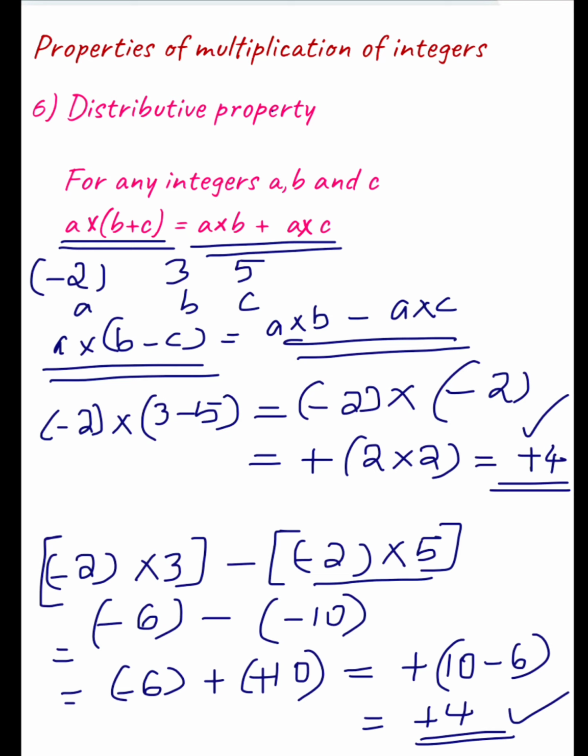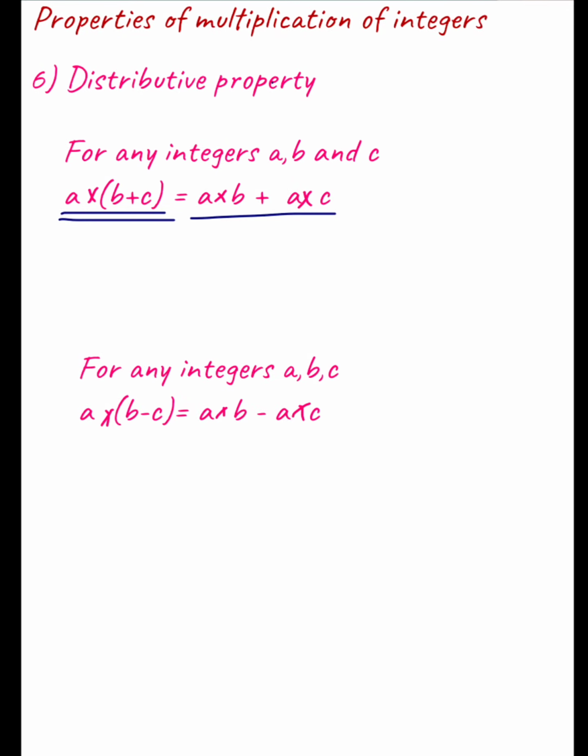So, a into b minus c equal to a into b minus a into c. That means you can say that distributivity of multiplication over subtraction is true for integers. So, distributivity of multiplication over addition and subtraction is true for integers, in general. So, for any integers a, b and c, a into b minus c equal to a into b minus a into c. So, these are the distributive properties for integers: distributivity of multiplication over addition and subtraction.